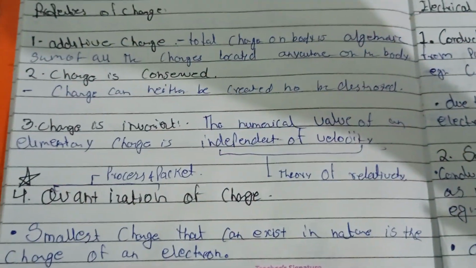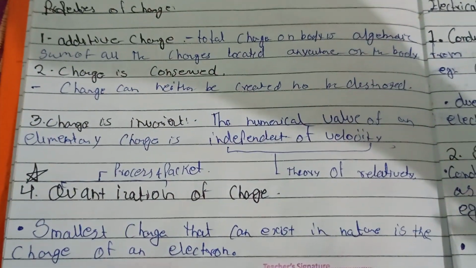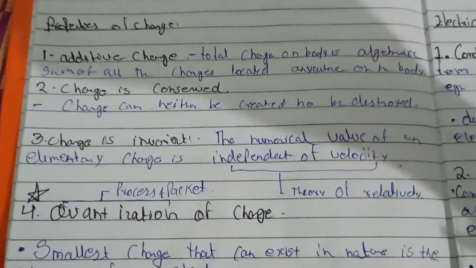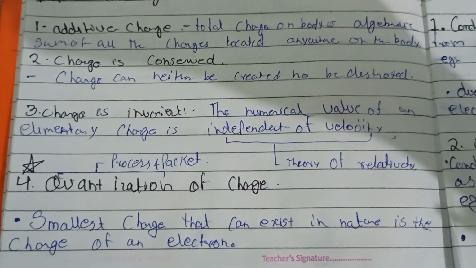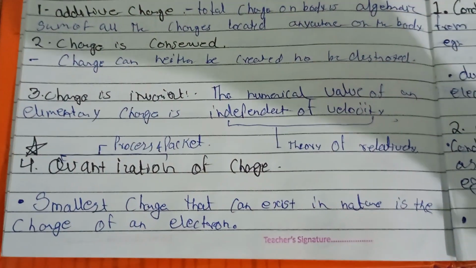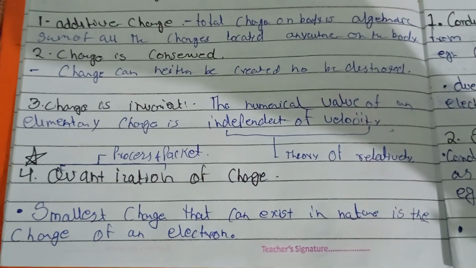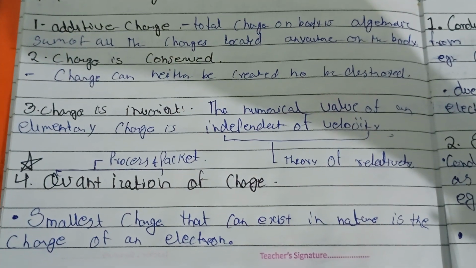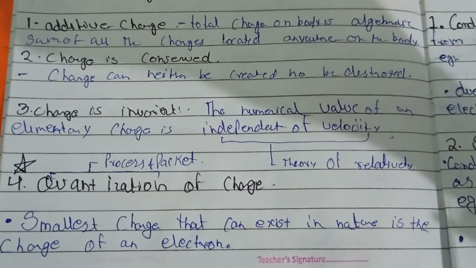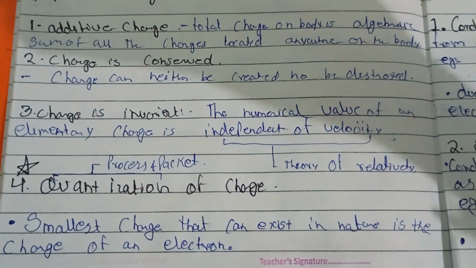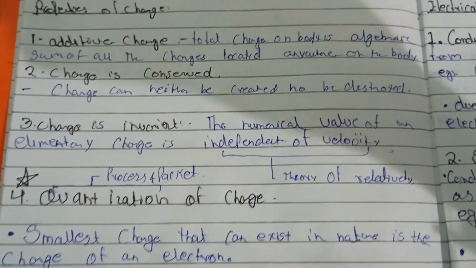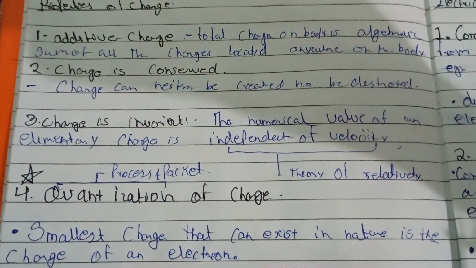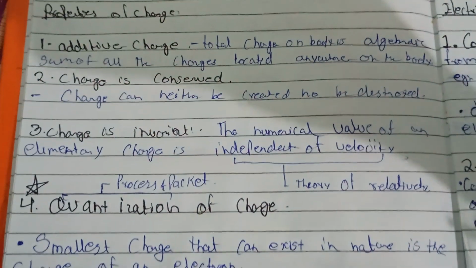And fourth, the most important property of charge is quantization of charge. Quantization means process and packet. Quantization of charge: the smallest charge that can exist in nature is the charge of an electron. It means that the smallest charge present in nature is the charge of one electron. Let's suppose an electron has 1 coulomb charge, then the smallest charge present in nature is the charge of one electron.